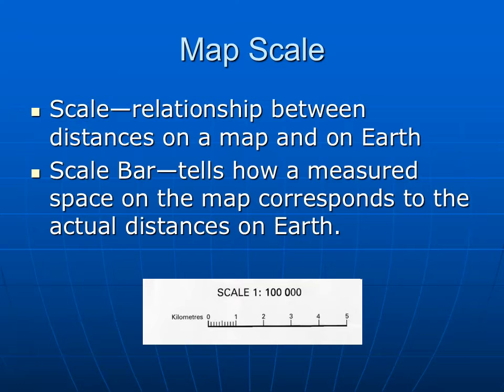So the scale of a map is the relationship between distances on a map and on Earth. So in the example below, the scale would be 1 to 100,000. The scale bar tells how a measured space on the map corresponds to the actual distance on the Earth. And that's often in kilometers or miles.